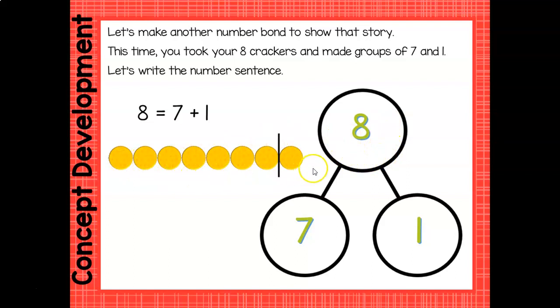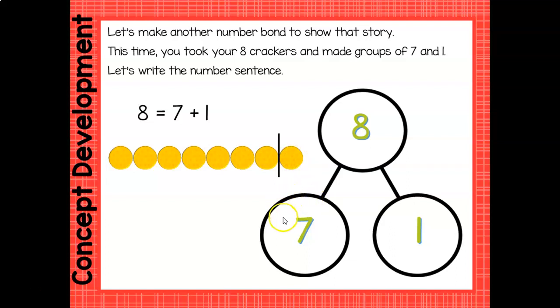They put that as our whole because they're saying that everything, all these crackers, adds up to 8. Let's count to make sure. 1, 2, 3, 4, 5, 6, 7, 8. Great counting.